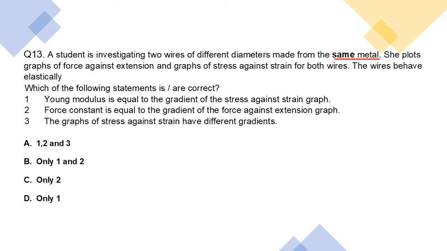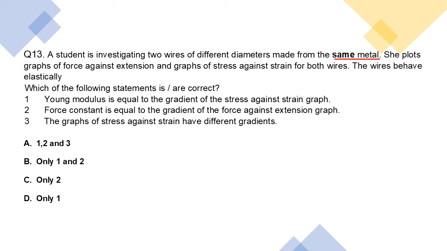So if the two wires are of the same metal, then their Young modulus has to be the same, their force constant has to be the same. If you look, the question is, which of the following statements are correct? The first one is Young modulus is equal to the gradient of the stress against strain graph. Yes, definitely. Force constant is the gradient of the force against extension graph. No doubt in that either.